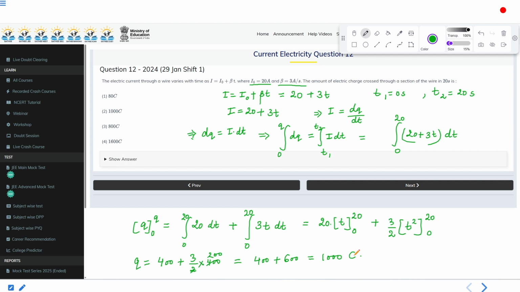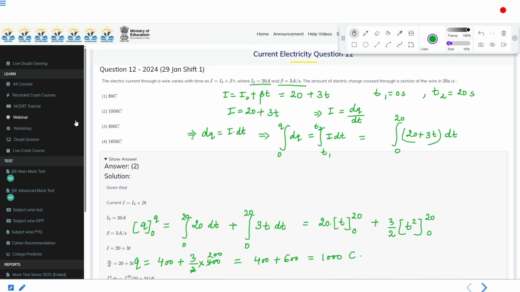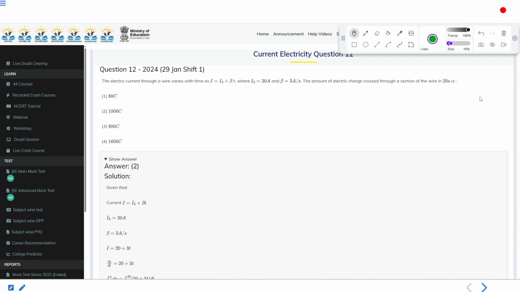Clear? Got it? So the answer will be the second option. The second option will be correct. So let's see. Yes, this is the solution given. So the second option is the correct option. So let's move on to the next question.